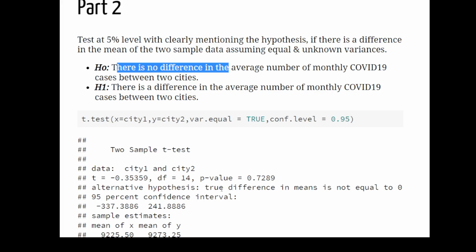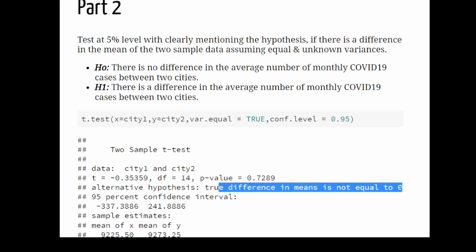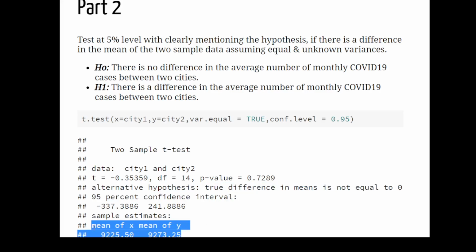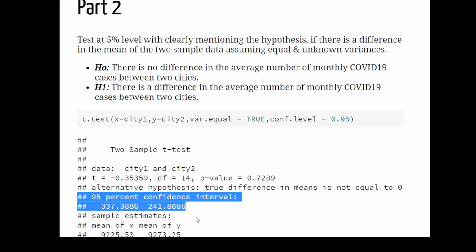This is just a difference expressed as a numerical value, which, when you're doing things from a mathematical point of view, is easier to express in terms of a number. Here the true difference is the number we are interested in. Just as a quick remark, true difference means population parameter, whereas down here we're dealing with the sample means. Just remember that. So the 95% confidence interval, we'll get asked about this later on, but we just remark it's minus 337.3886 and 241.8886.